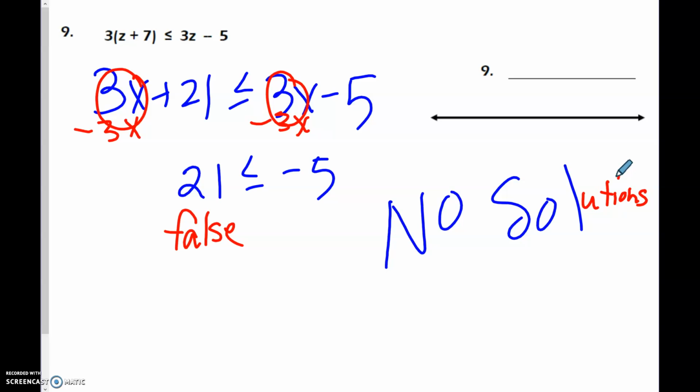Now just remember, the other one that goes with this is if you end up with 10 is greater than 2, this is true. So remember, this would be all real numbers.